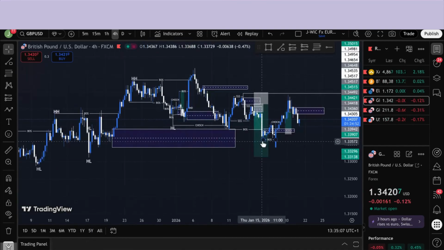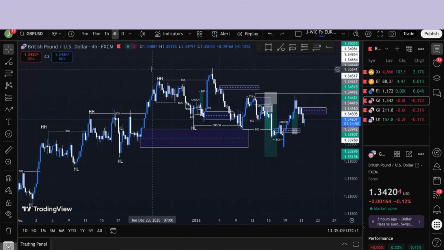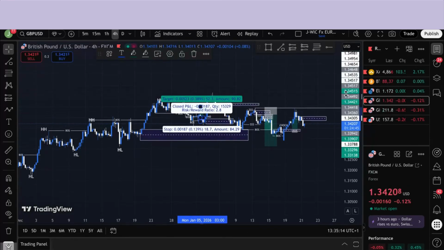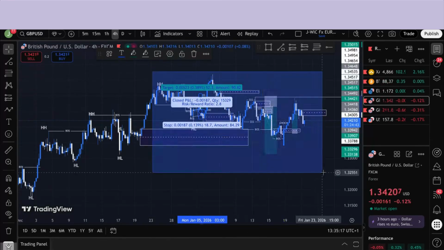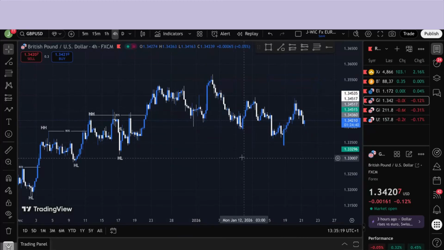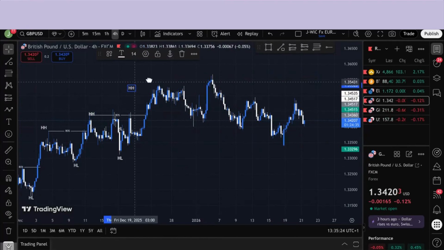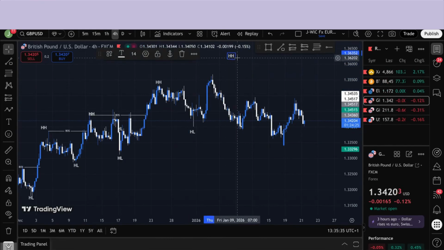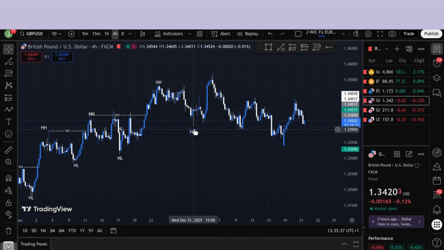Okay, let me clear out some of this so we can see. All right. So let's read it and see. So now you can see the break of structure. Then we had our higher high here. The market pulled back, giving us our higher low.